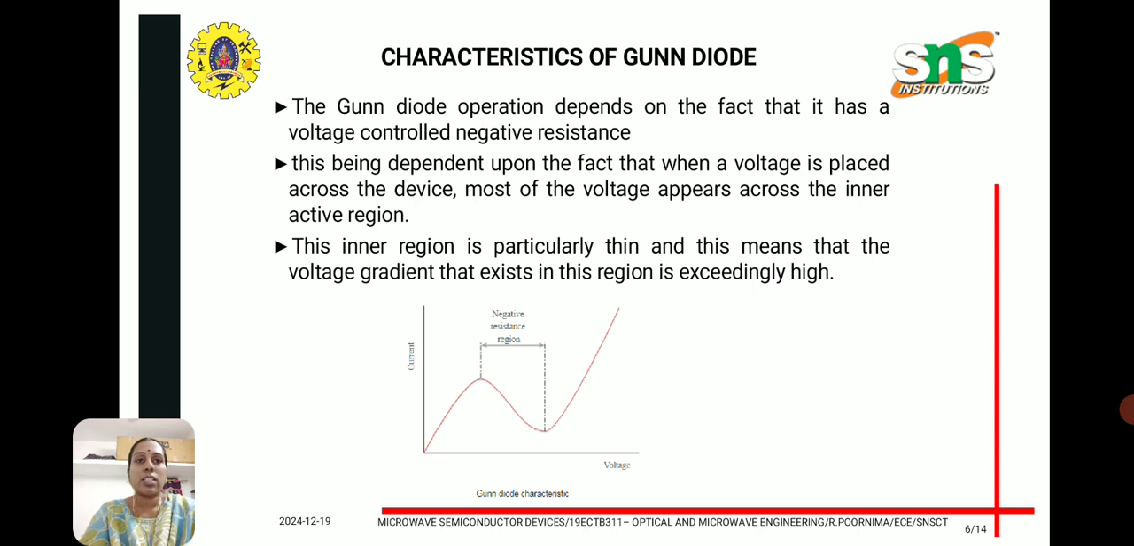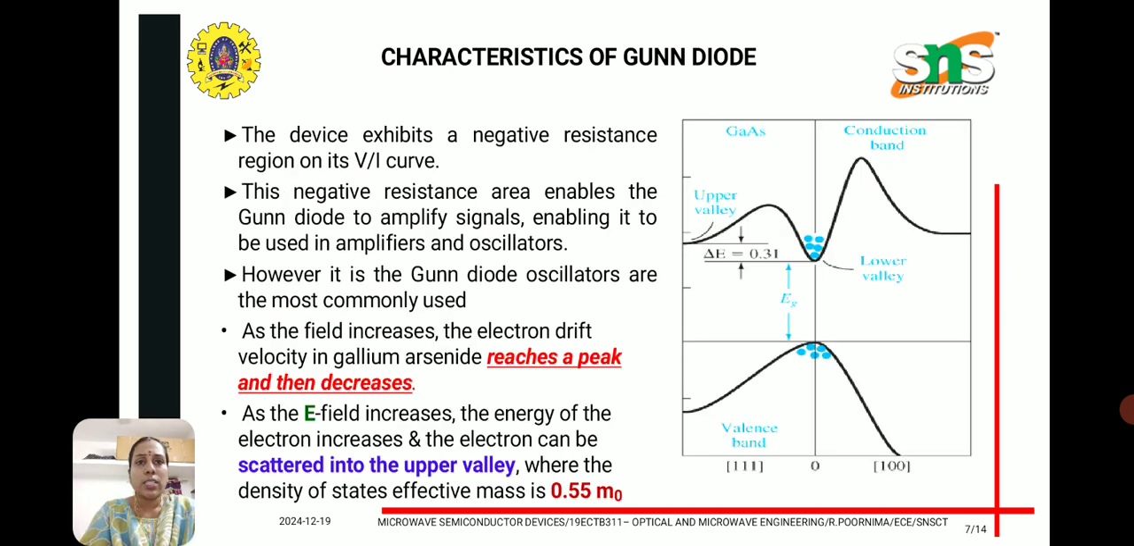Here are the characteristics of a Gunn diode. It is a voltage controlled negative resistance. In this picture you can see a graph drawn between current and voltage. As the voltage increases, the current also increases. After a peak point, the current decreases. This region is known as the negative resistance region, and it is used for generating oscillation. The device exhibits a negative resistance region on the VI characteristics curve. This negative resistance enables the Gunn diode to amplify the signal, enabling it to be used in amplifiers and oscillators. However, Gunn diode oscillators are the most commonly used.